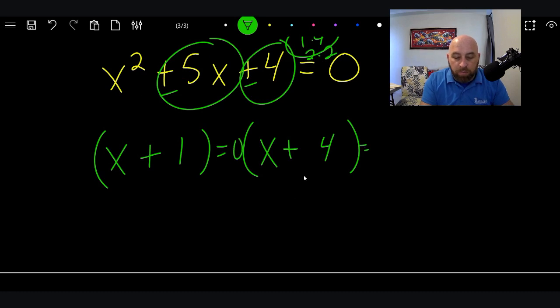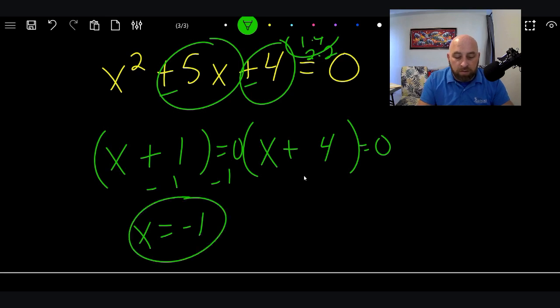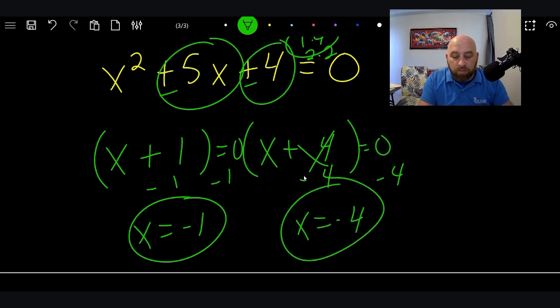We'll set them both equal to 0. Minus 1 to both sides. x equals negative 1. That's one solution. Minus 4, x equals negative 4. So those would be our two solutions on that one.